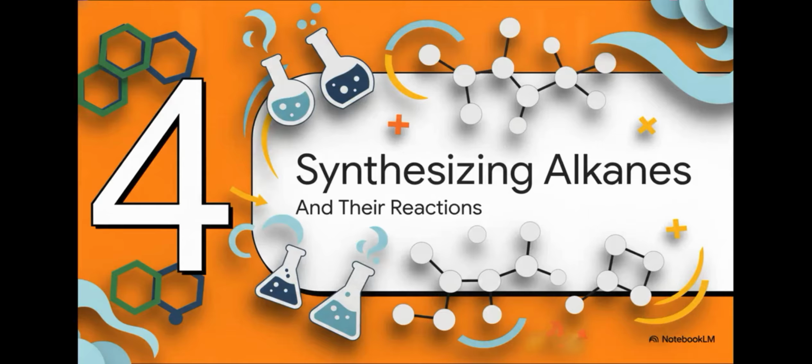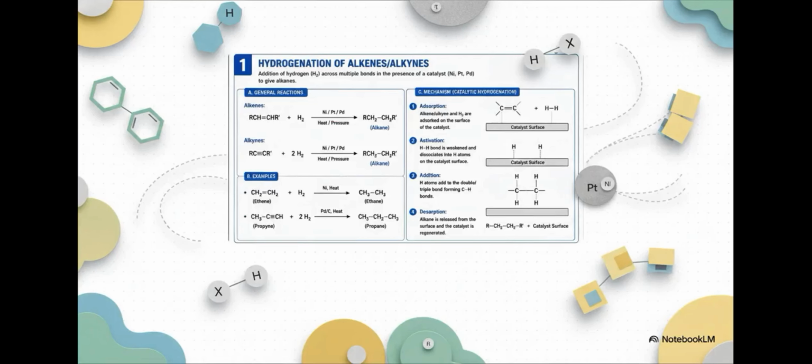Which brings us to Section 4, synthesizing and reacting alkanes. Catalytic hydrogenation is absolutely one of our primary tools here. Basically, this process just forces hydrogen gas onto an unsaturated molecule. By using a metal catalyst like platinum, palladium, or nickel, the reaction breaks down weaker double or triple bonds and totally saturates the carbons with hydrogen. It effectively turns an alkene or alkyne into a nice, stable, single-bonded alkane.